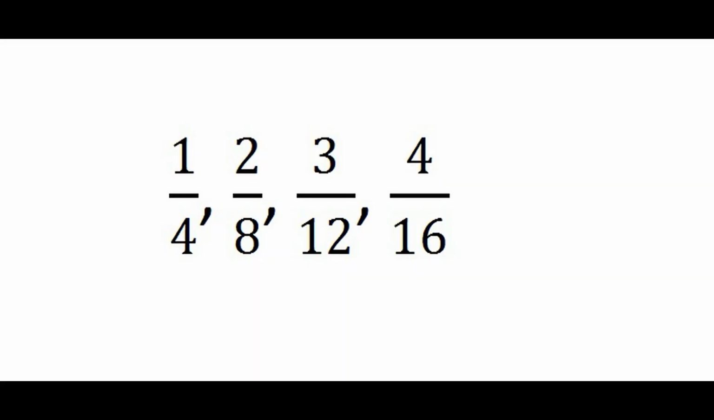These are a few examples that show that on cancelling the numbers you get the same ratio each and every time. For example, 1 upon 4, 2 upon 8, 3 upon 12, 4 upon 16. On cancelling in each and every value you get 1 upon 4. So these kinds of ratios are known as equivalent rational numbers.